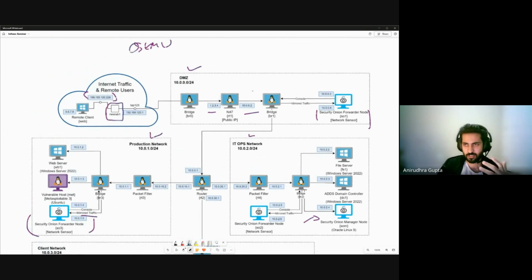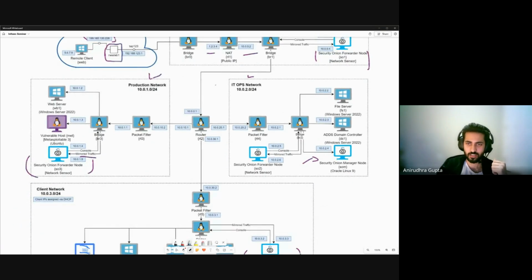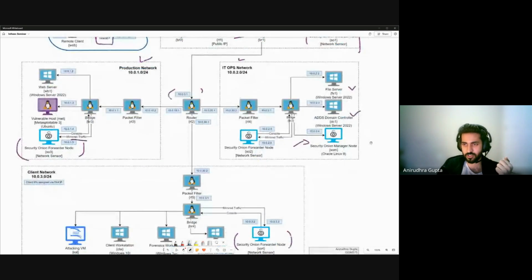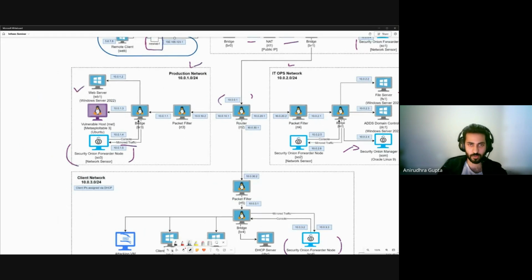Now the DMZ is the usual network where you would have your VPN and stuff like that. We don't have a VPN, but at least we have a NAT server, so we put that there. And then kind of a router, one interface of which helps us make these different networks. So we have the IT ops network, which has the identity server as a domain controller and file servers for sharing, and in the production network we have the production web server for our Frostbite Corp. And we intentionally put a vulnerable host as well. Here we are using Metasploitable 3 specifically for that.